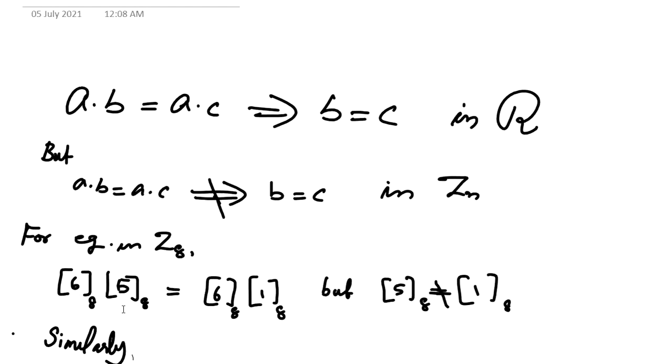Class of 6 multiplied with class of 5 is the class of 30, and that is same as the class of 6 when we consider Z8. And that is same as the product of class of 6 and class of 1. Here we cannot cancel the class 6 from both sides, and it does not follow that class of 5 equal to class of 1. Actually, they are two non-zero classes which are distinct.